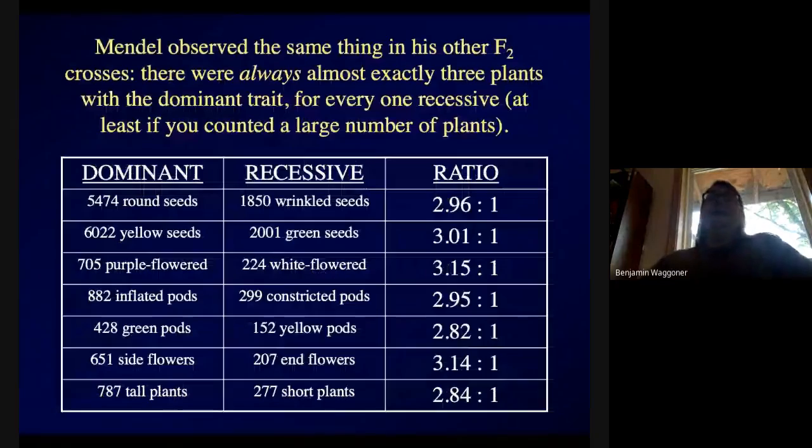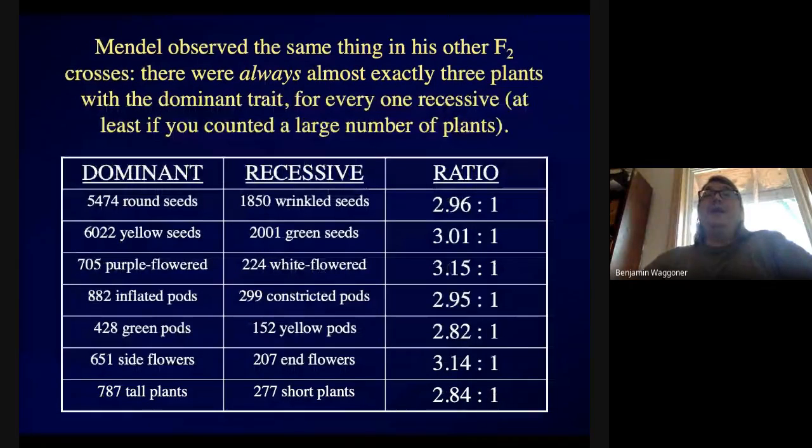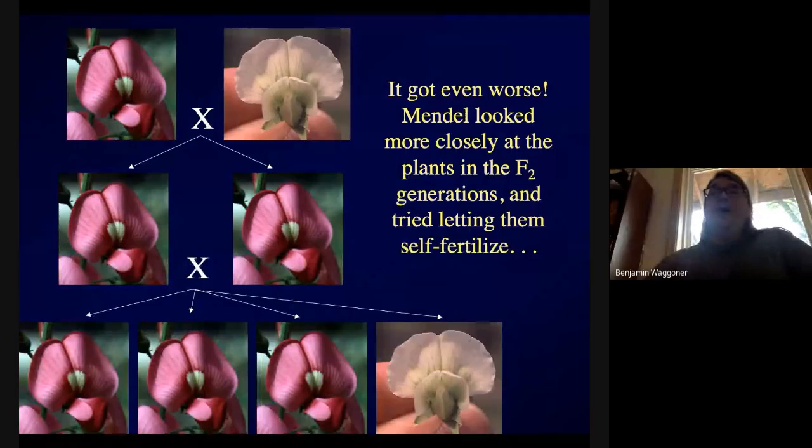And I won't read all of this data, but he found the same thing in his other F2 crosses. When he did the type of cross that I've shown you with round and wrinkled seeds, in the F2 generation he got 2.96 round-seeded plants for every 1 wrinkled-seeded plant, and so on. Same thing with yellow versus green seeds, inflated versus constricted pods, and so on. Almost exactly 3 plants with a dominant trait for every 1 recessive. That raises the question as to why.